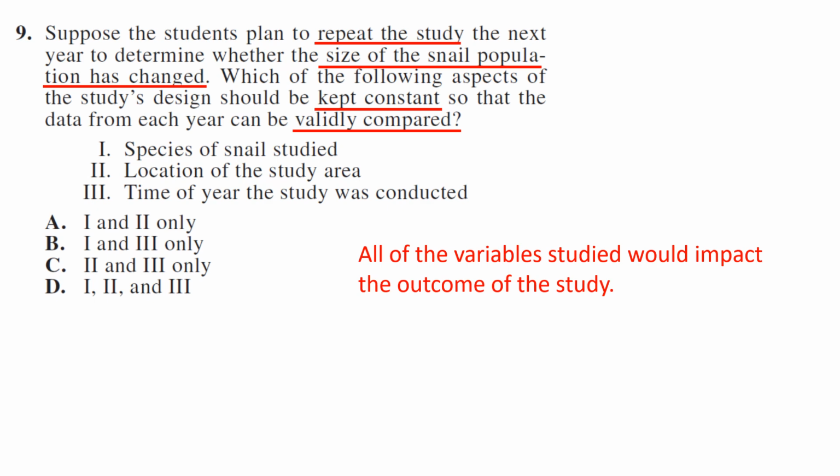If you did a different species, you're not studying the same thing. A different location, you're not studying the same population. Different time of year, you're not studying the same variables. So you had to have all the same, which would be choice D.